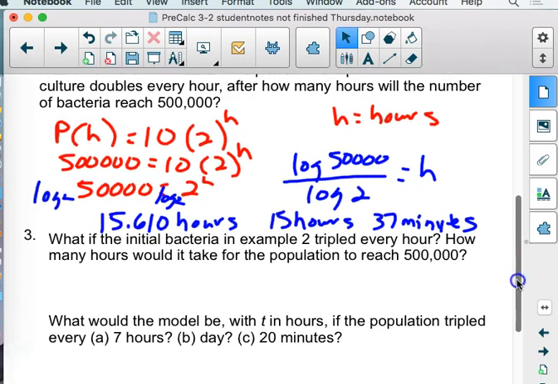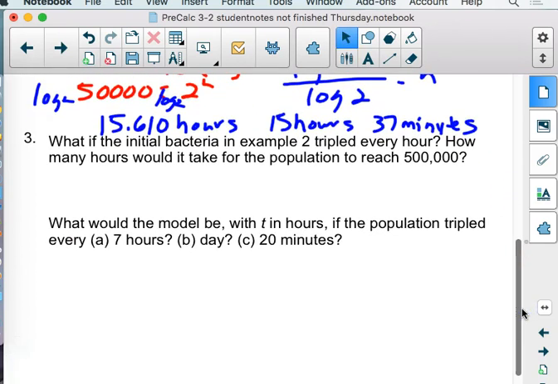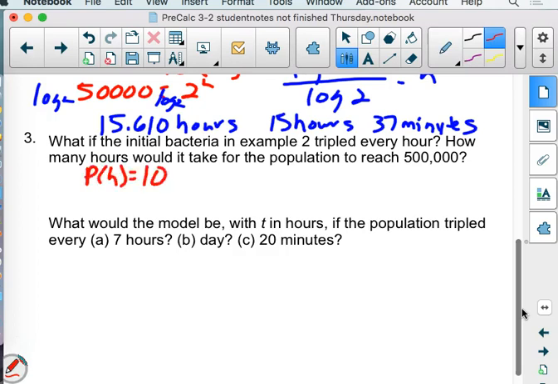Number 3 says, what if the initial bacteria in example 2, instead of doubling every hour, tripled every hour? Then we do a new prediction. So does that change the amount we started with? No. It does change what it's going up by. So instead of 2, what do we use?